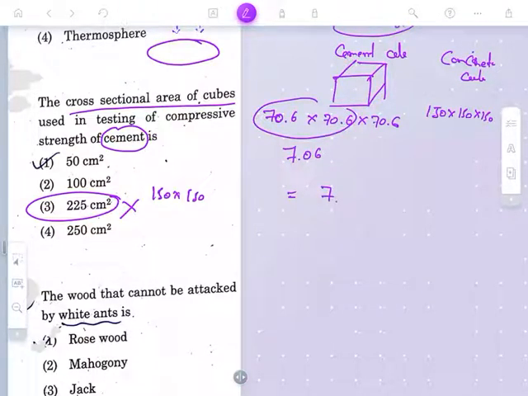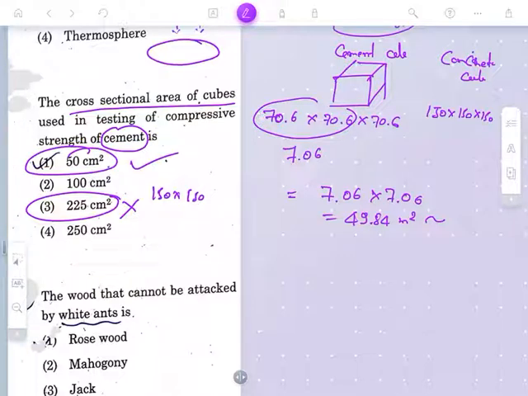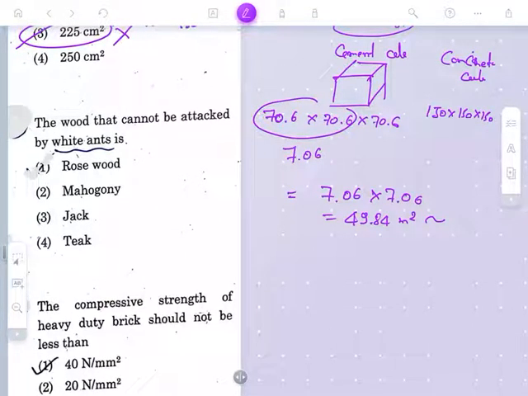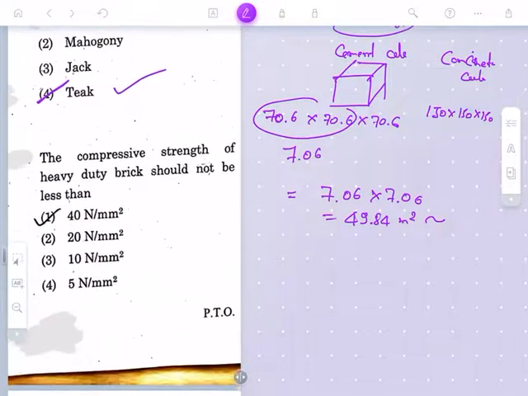The cross-sectional area of the cube will be equal to 7.06 in terms of centimeter. I am taking 7.06 into 7.06, which will be equal to 49.84 square centimeter. Similarly, we can go for 50. This is the right answer. This is a very easy question, but in the examination hall, with some excitement, we may go wrong thinking that it is cement concrete. No, it is not cement concrete, it is cement cubes. Next, the wood that can be attacked by white ants: teakwood is the right answer.